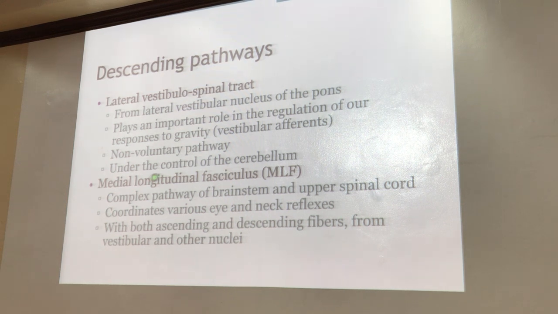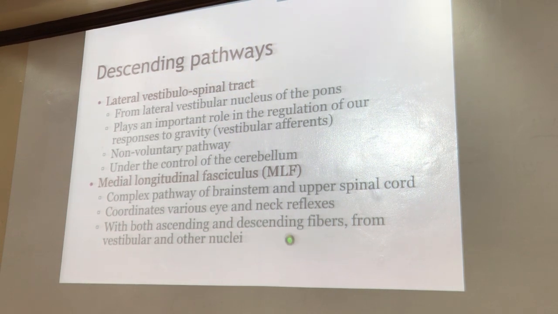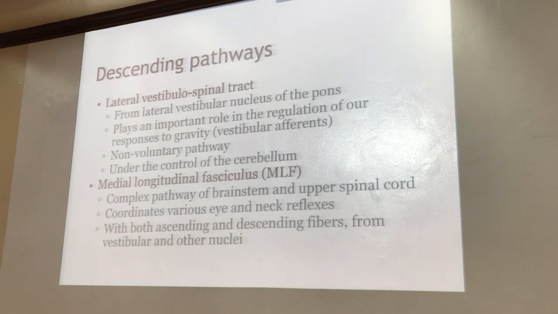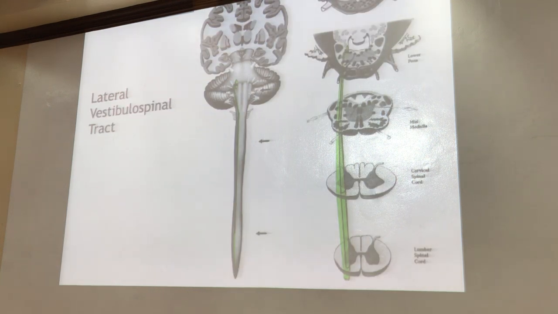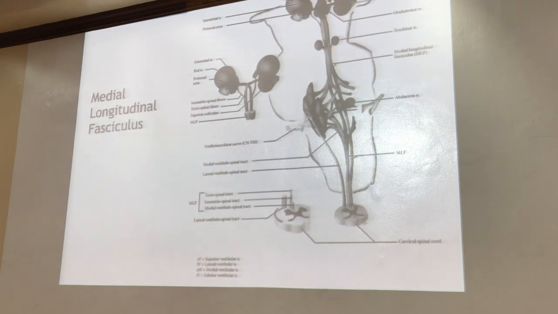How about the medial longitudinal fasciculus? It would involve the brainstem and the upper spinal cord, and it coordinates the neck reflexes and the eye reflexes. Okay? It has both ascending and descending fibers. So this one would, di ba pag yung mga adults eyes reflexes or yung tonic neck reflexes, meron mga ganon. So this is the one involved. So vestibulospinal tract from the pons, and the medial longitudinal fasciculus for eye control.